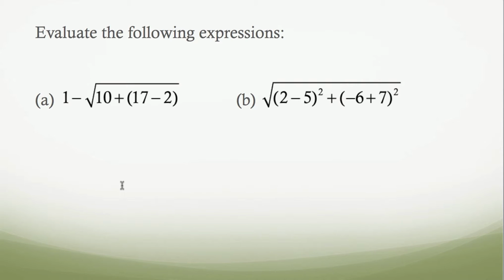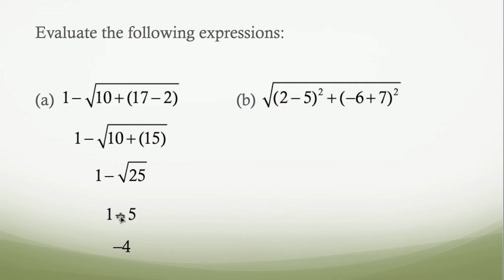Let's practice by evaluating these two expressions. Again, remember, we still follow the order of operations, even though we have radicals now. So in this first example, the first thing I would do is subtract 17 and 2 to get 15. So we do our parentheses first. Now we're going to evaluate what's underneath the radicals. So 10 plus 15 gives me a positive 25. The square root of positive 25 is 5. And then we do the subtraction last, and we get a negative 4.